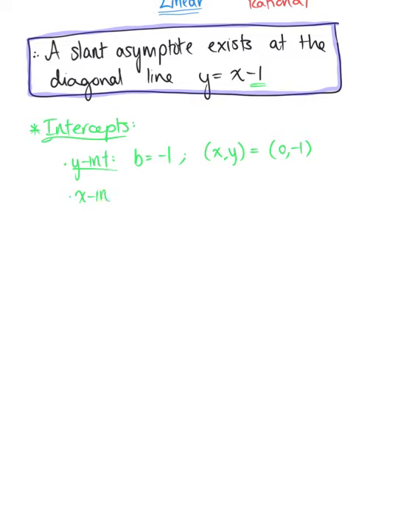And very similarly, we want to find the x-intercept. So we know the x-intercept is where the line crosses the x-axis. So letting y be 0, we have x minus 1 equals 0, which simplifies to x equals +1. And again, writing this in its ordered pair form, we have the ordered pair x, y is equal to 1, 0. So we'll now use these two ordered pairs to sketch the slant asymptote.